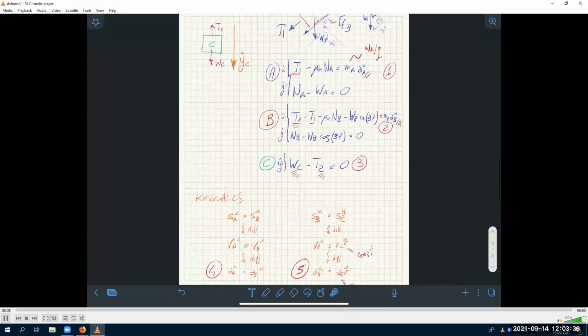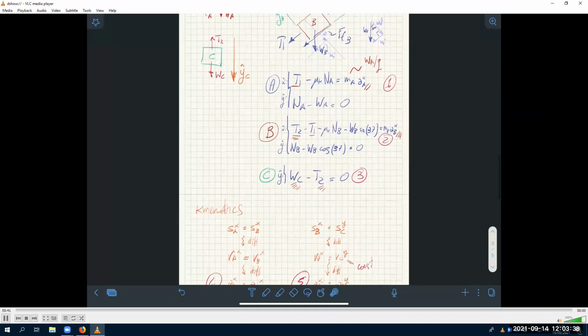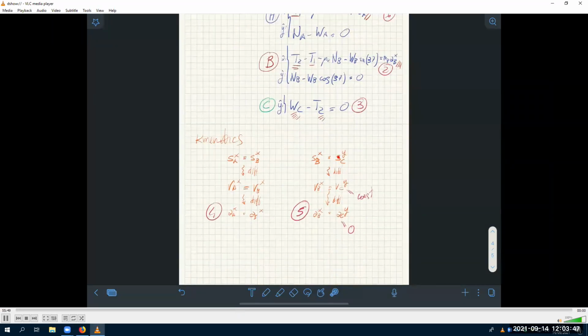I see there is some confusion about the negative displacement of C along its y. No, it's a negative displacement if you've chosen the other axis. If you've chosen y upwards, this would have changed the kinematic relationship here, but it's fine. It's still 0, doesn't matter.